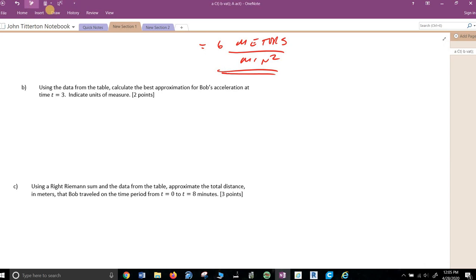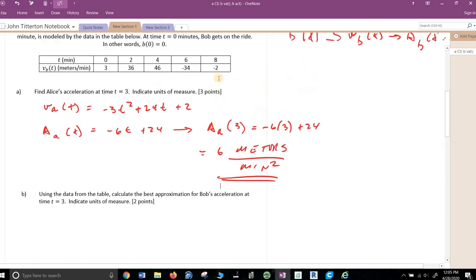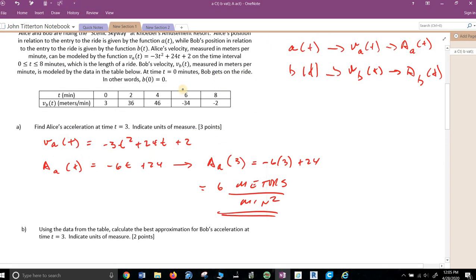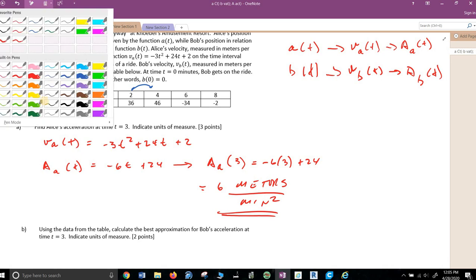Use the data from the table. Calculate Bob's acceleration. So they're saying approximate, and that screams out that I'm just going to go on either side here. Pardon me, they want it at 3. So either side here. And I'm just doing that average rate of change thing.